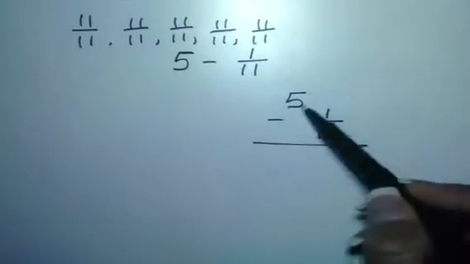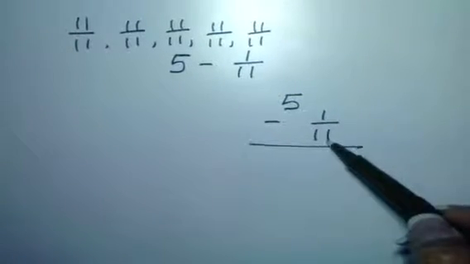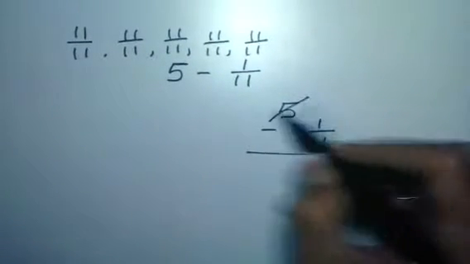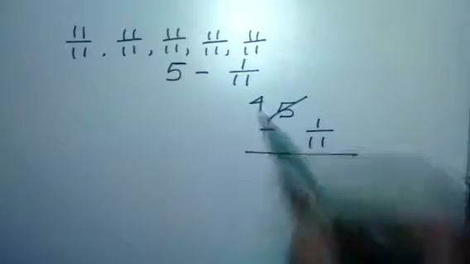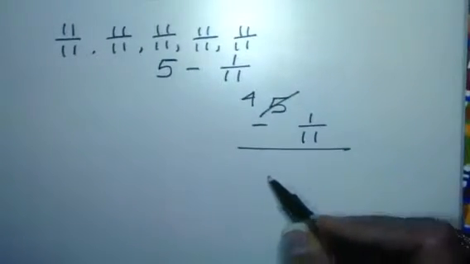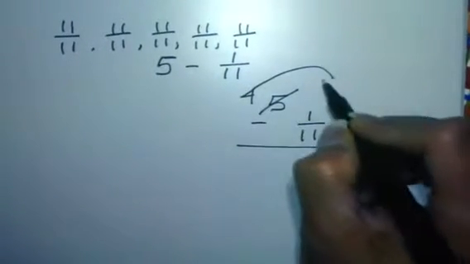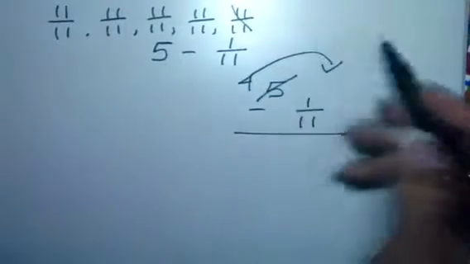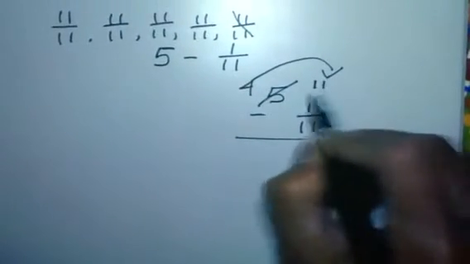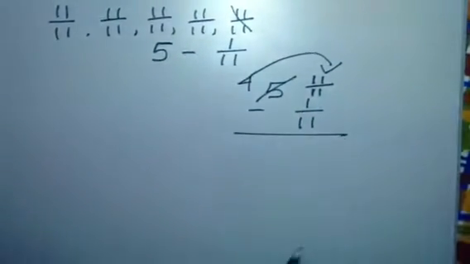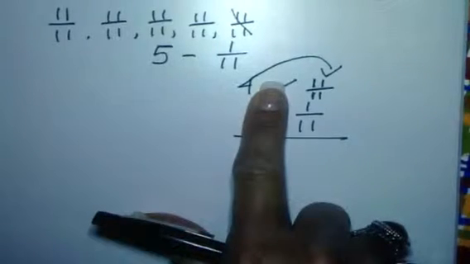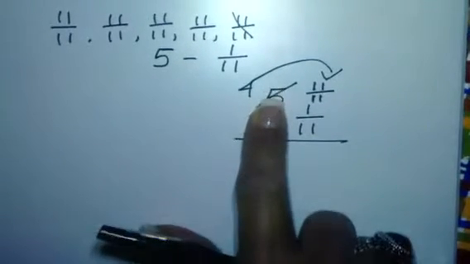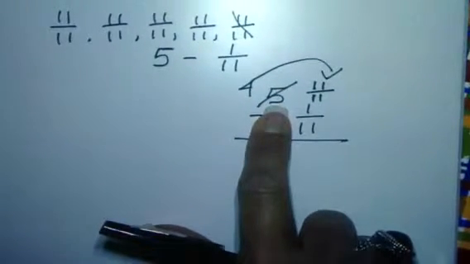Now, I can't take nothing minus 1/11, so I need to come to the 5. I now need to borrow. I'm going to borrow 1. The 1 that I'm going to bring over here is one of these groups, and this is what you're going to think mentally. So that 1 I'm going to borrow is going to be an 11/11. 4 and 11/11 are equivalent to 5.